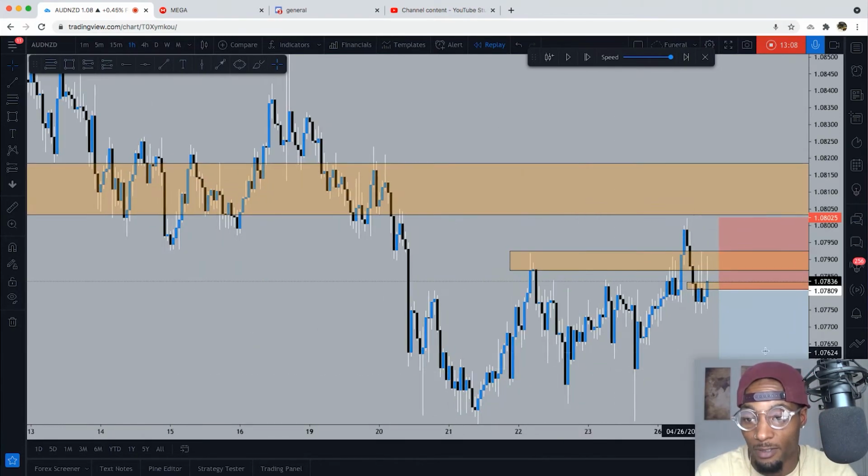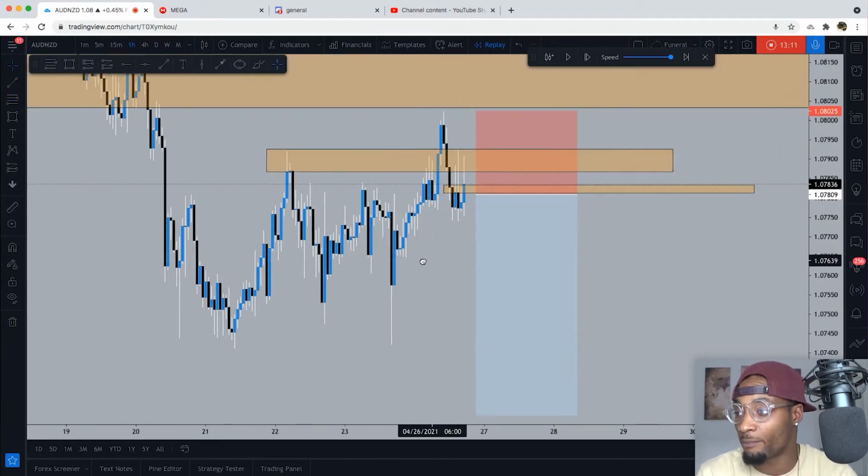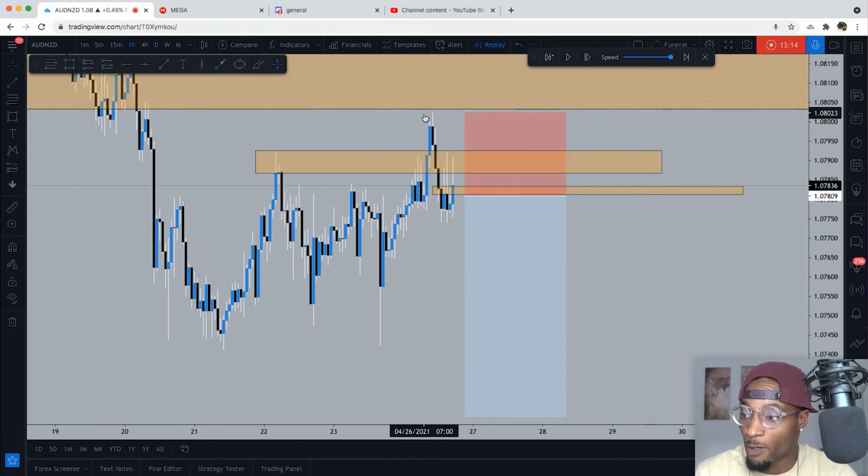On the hour, as I was explaining, you can kind of see that price broke up, touched our resistance area, then we broke back down into the area. So we impulse, corrected, impulsed up.